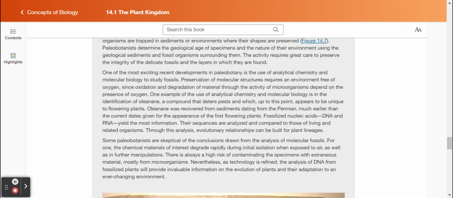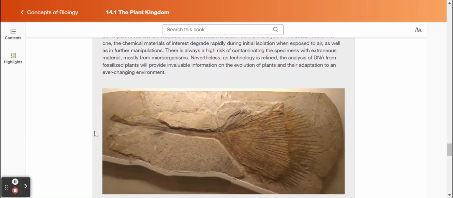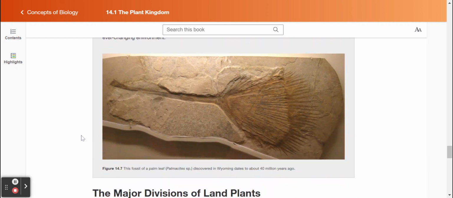Nevertheless, as technology is refined, the analysis of DNA from fossilized plants will provide invaluable information on the evolution of plants and their adaptation to an ever changing environment. Figure 14.7. This fossil of a palm leaf, discovered in Wyoming, dates to about 40 million years ago.